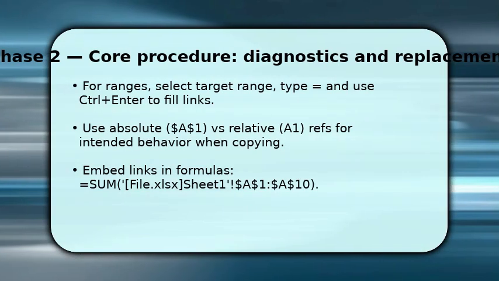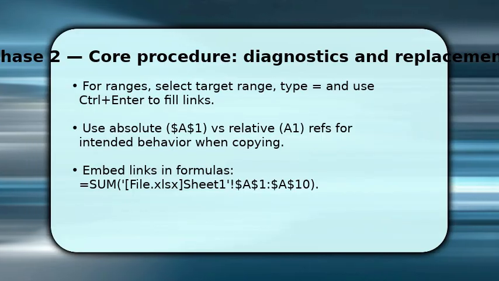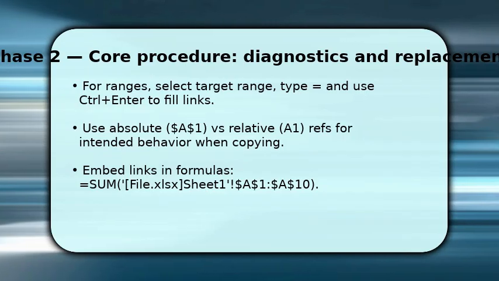Next, you handle ranges and formulas. To link a block, select the destination range matching the source size, type equals, then select the source range and press Ctrl+Enter to create multiple links at once. You choose absolute references, $1 when you want fixed cells, or relative when you expect copying to shift references.